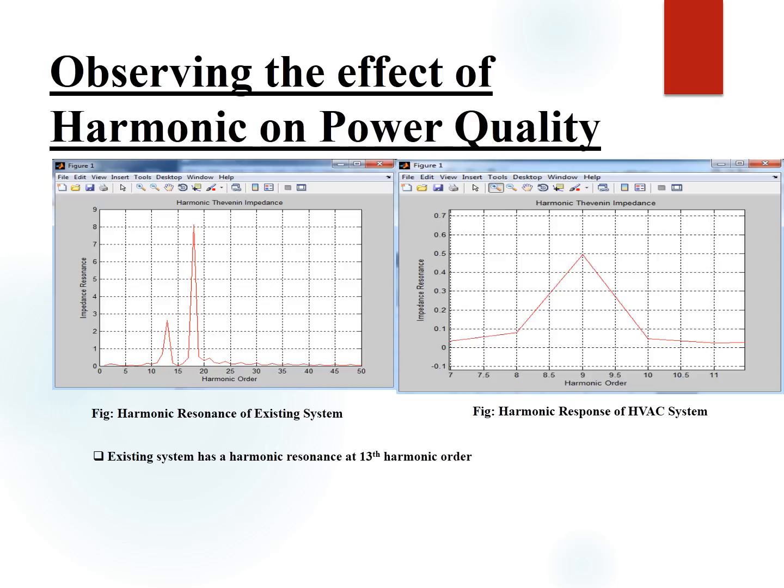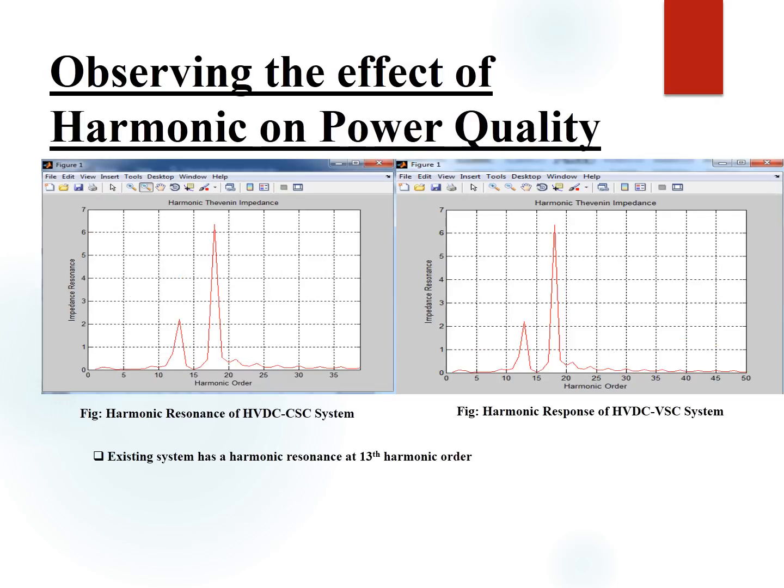For the high voltage AC system, a small harmonic resonance was found at the ninth harmonic order, as you can see from the picture here. And for high voltage DC systems, for both current source converter and voltage source converter, we can see that the harmonic response is quite similar to the existing system. It is because of the converters involved in the DC transmission system.